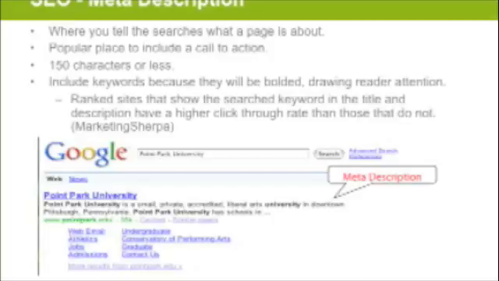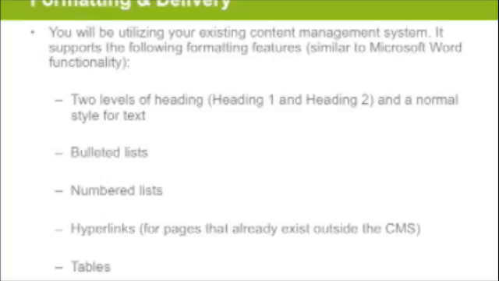And then getting into the formatting and delivery of the page. So you're using the existing CMS. I think everyone is pretty familiar with that. From the back end, it's pretty similar. You'll just see different templates incorporated in there. With that, it has the features that are similar to Word. The two different styles of heading, 1 and 2. Heading 1 is your main heading. Heading 2 is really a subheading. Bulleted list, numbered list, hyperlinks, and tables.